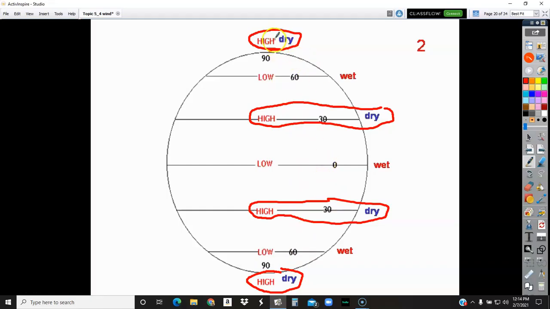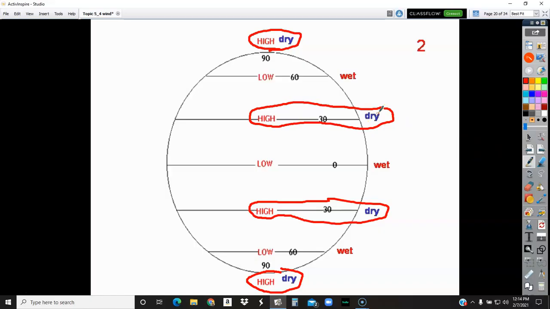So you tell kids, start at the North Pole, and just remember that this is dry, and then it goes dry, wet, dry, wet, dry, wet, dry. Just flip-flops. Same thing with your high pressures. Dry is high, so it goes high, low, high, low, high, low, high. If you start at the top, it makes it easy. Just keep alternating.